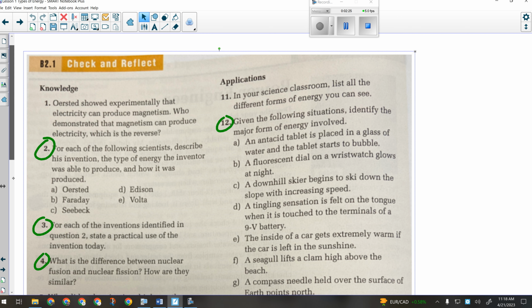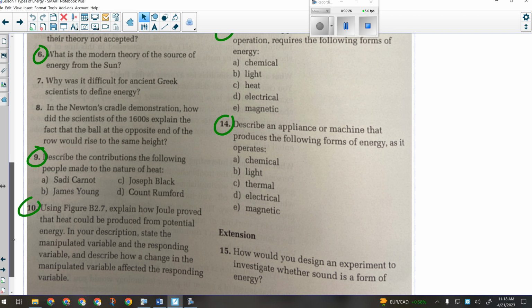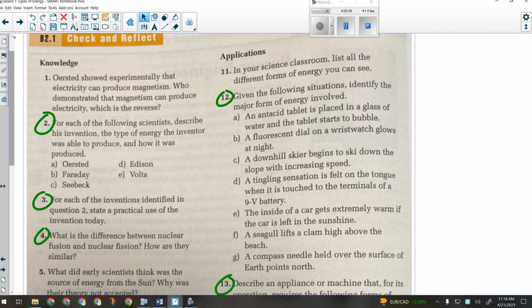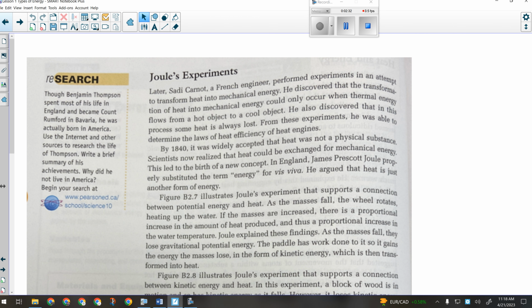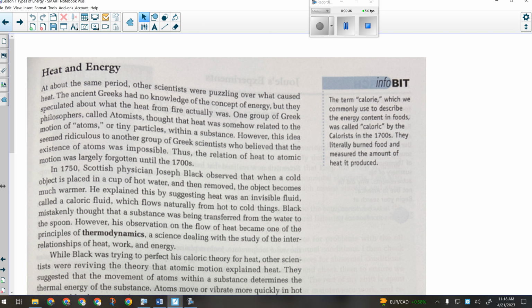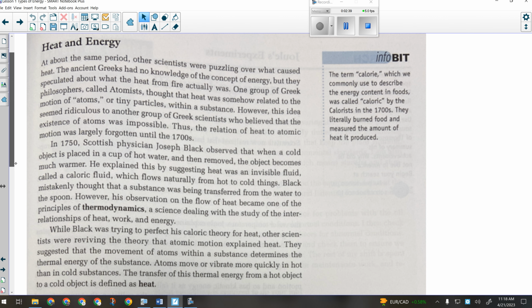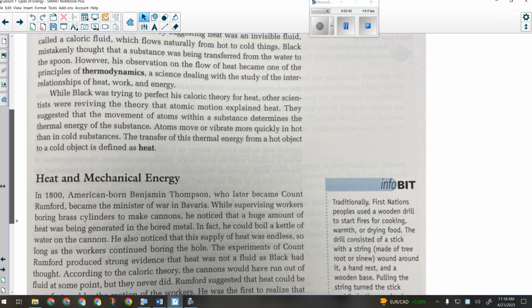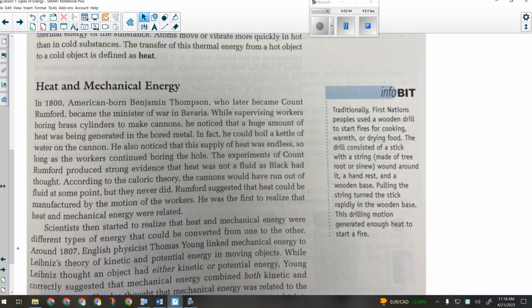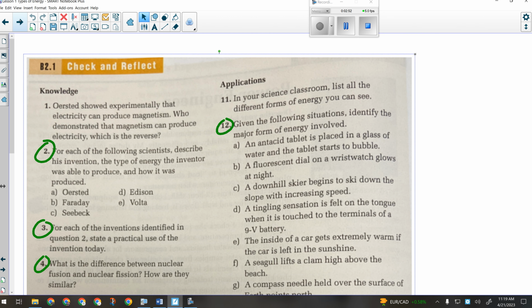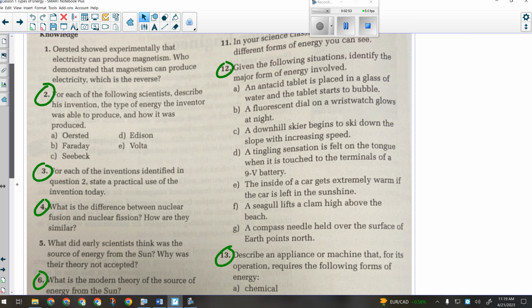Okay, and then we had Young. He's back here with the steam engine stuff. Okay, we kind of skipped over him too. Where was he? So here's Joseph Black, and then Benjamin Thompson here. He was Rumford. Okay, he's the one who came up with the whole idea that mechanical energy was related to heat. Okay, and then what was the last one?